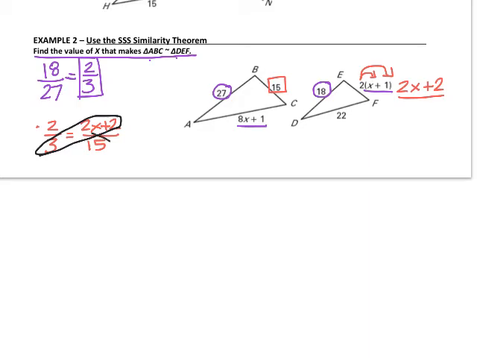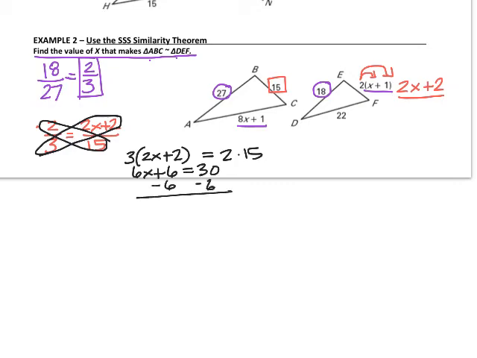So I'd like you to set it up so that you're not going to confuse yourself. You have a 3 times 2x plus 2 equals 2 times 15, and that's basically going to come out to 6x plus 6 equals 30. And if I subtract 6, I'm going to end up with 6x equals 24, and therefore divide by 6, x equals 4.